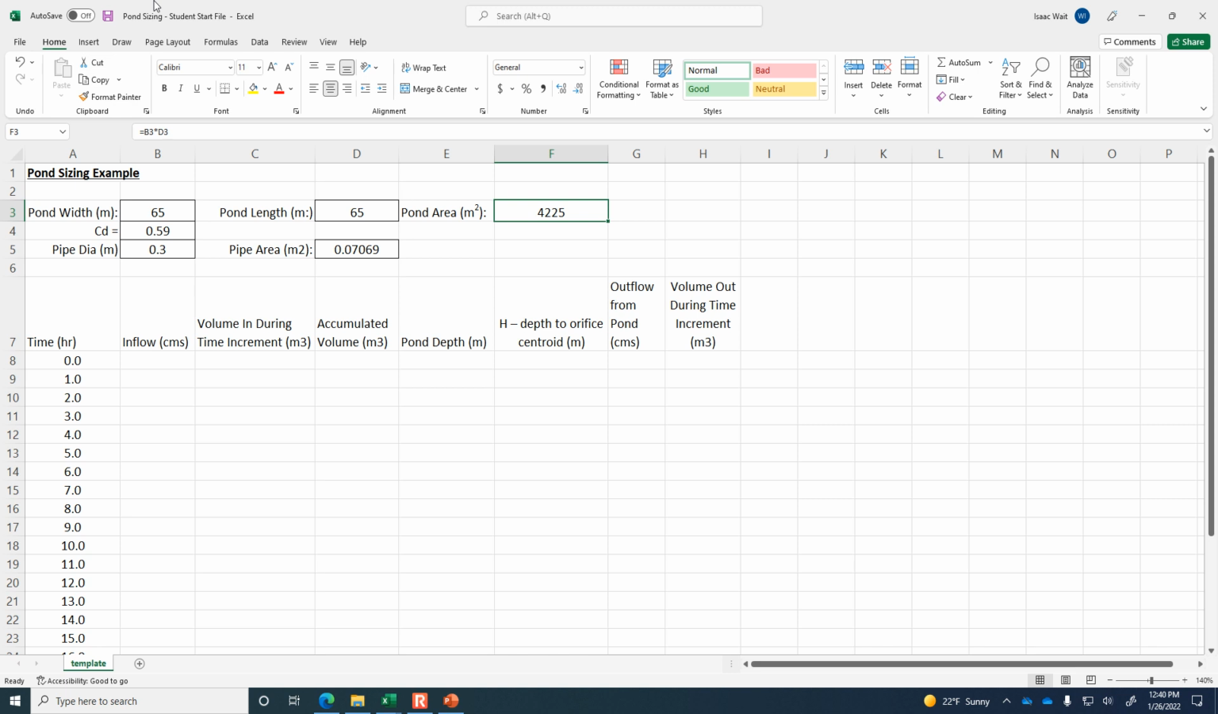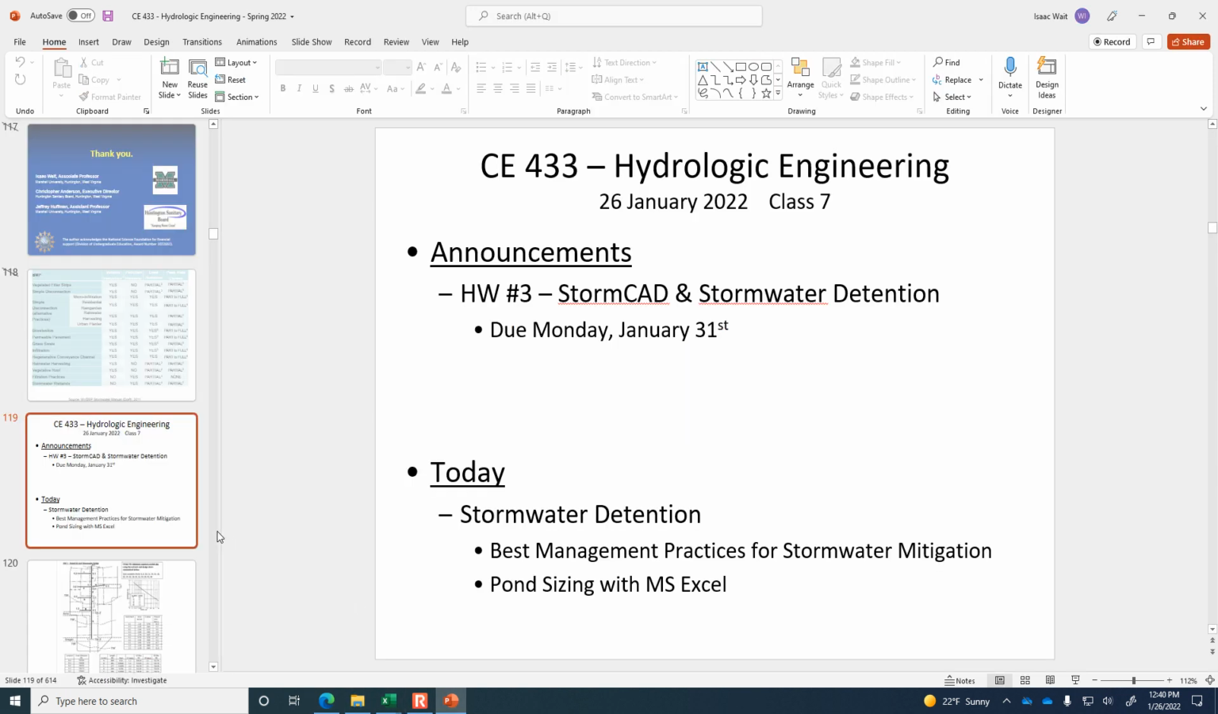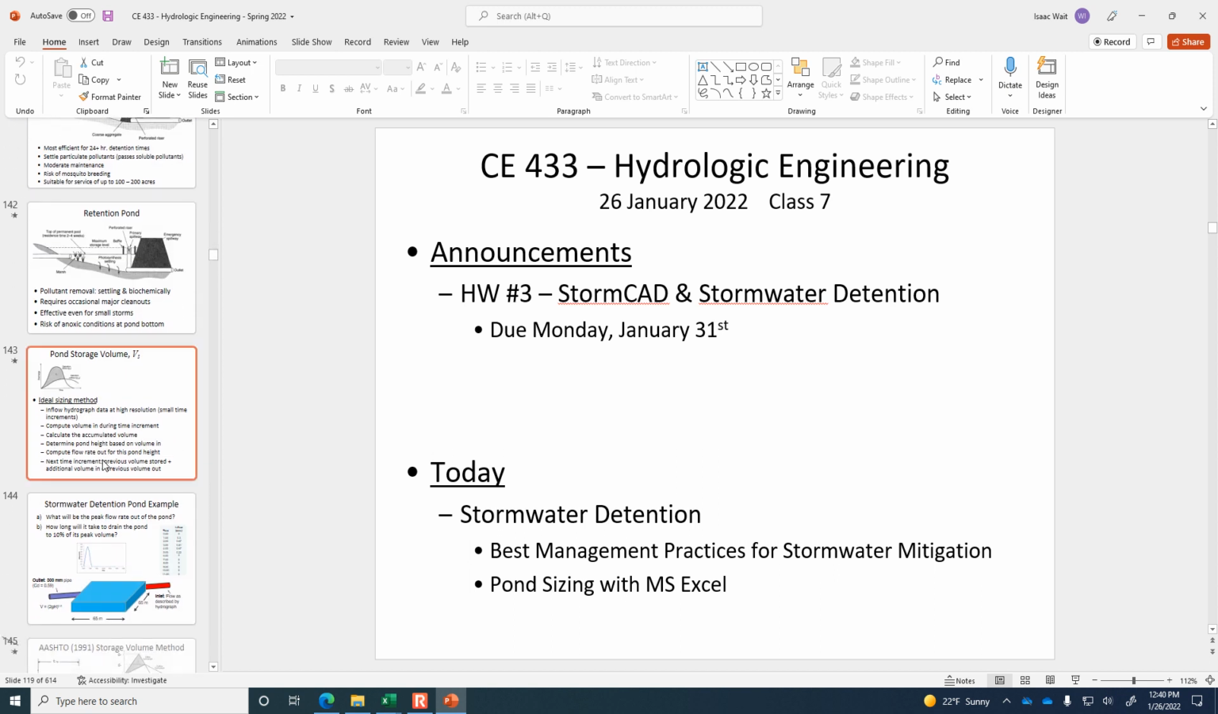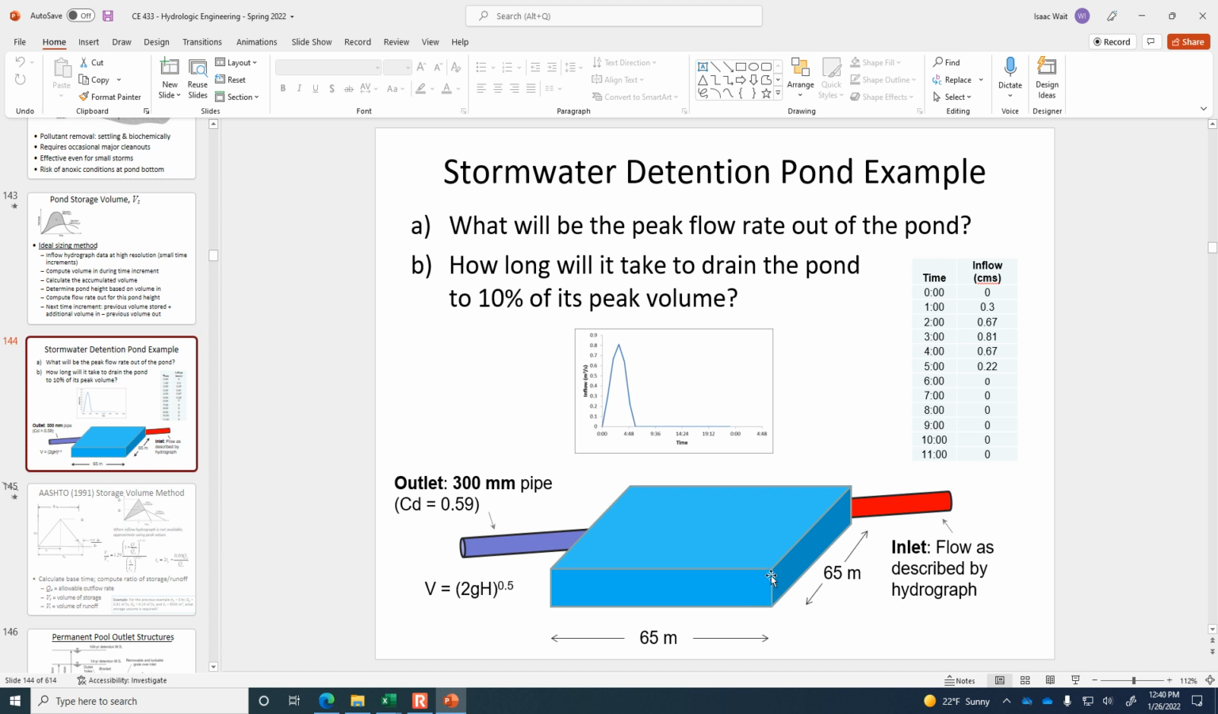In reality, you'd have a tapered side slope. So the deeper the water is, the pond area would be increasing. As our sophistication improves on how we model these ponds, we'll take that effect into account. But for now, let's just assume, as shown here in the example, that as the water level gets deeper, the pond area isn't increasing. So there's no side slope to the pond, in other words.